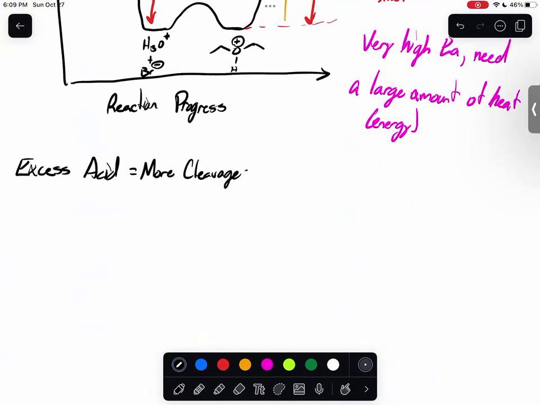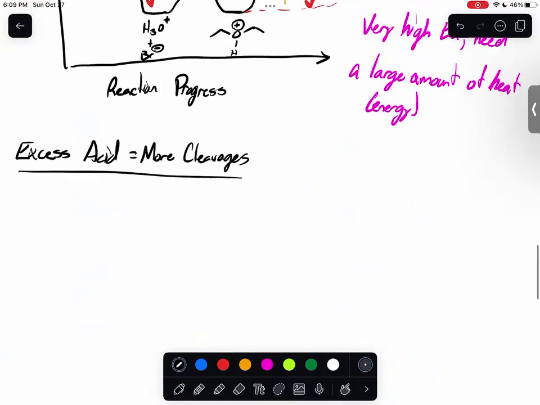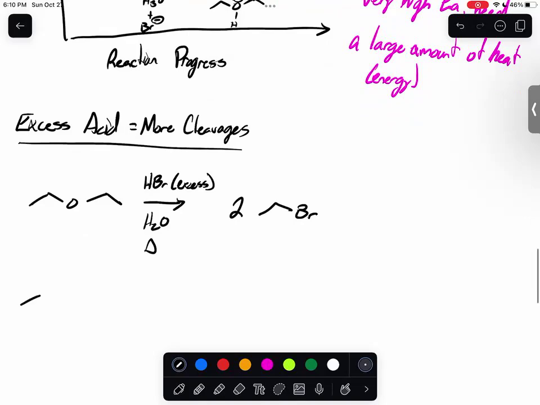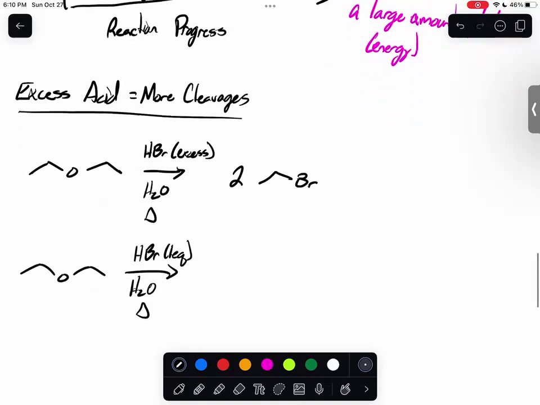Because notice that after one equivalent of the acid, we ended up with an alcohol on one thing and then the alkyl bromide for the other. But what if we did excess? Well, in the case of excess, we would actually end up with two ethyl bromides. And the reason for this is because it essentially just does the reaction twice, right? If you add one equivalent of the HBr at first and water at reflux, you would end up forming, once again, that ethanol and the ethyl bromide.